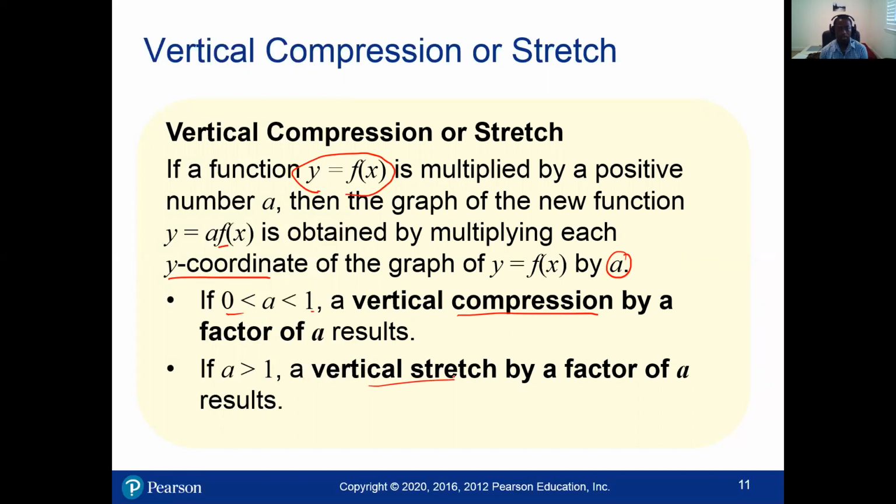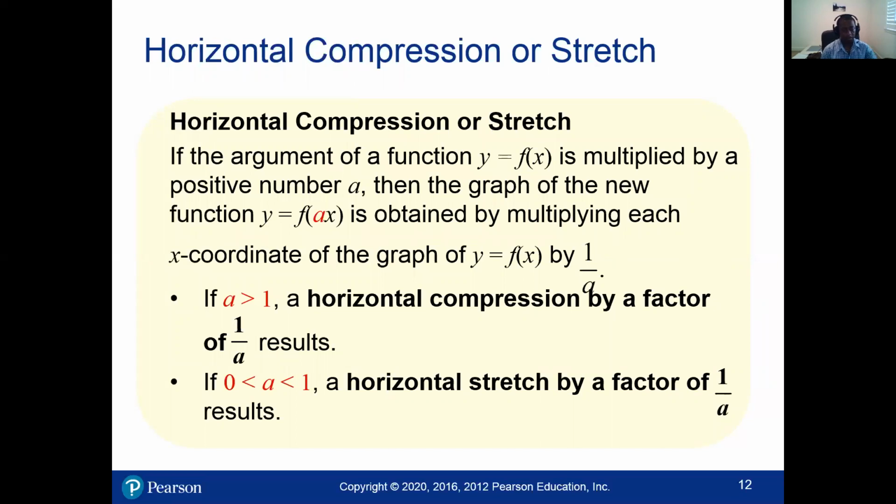And then if it is greater than 1, that is a vertical stretch. All right. On the other hand, if the a is actually inside the function, it's an inside function, okay? Then that will be a horizontal compression or stretch. Now, if a is greater than 1, that is a compression, and we multiply by a factor of 1 over a. In this case, we multiply each x coordinate. The other one is the y coordinate.